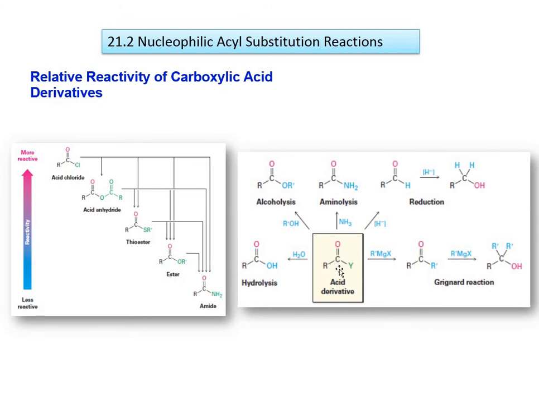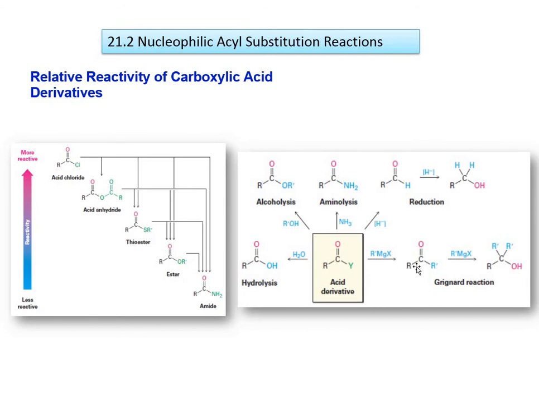For example, if you have an acid derivative, it can undergo a hydrolysis reaction, and we can substitute Y, which can be chlorine or bromine, with OH. It's going to be a carboxylic acid. Or we can react with an alcohol. It's alcoholysis. We will get an ester. Aminolysis, we get an amide. Reduction, we get first an aldehyde, but aldehydes can be further reduced to alcohols.